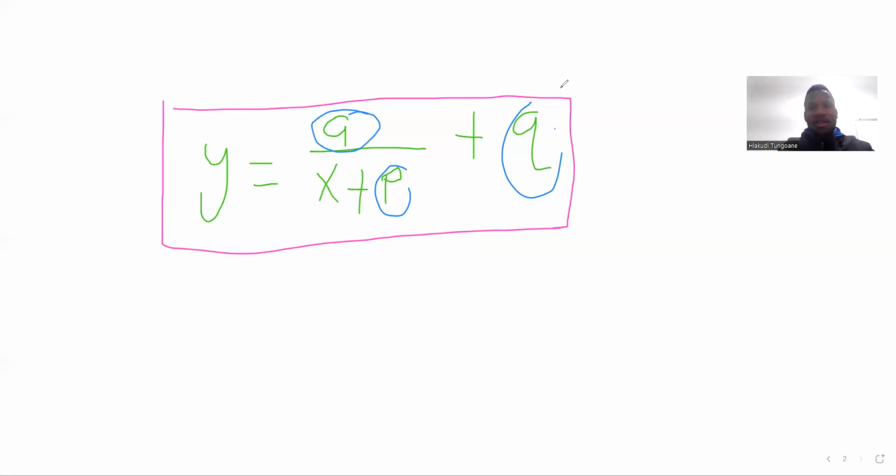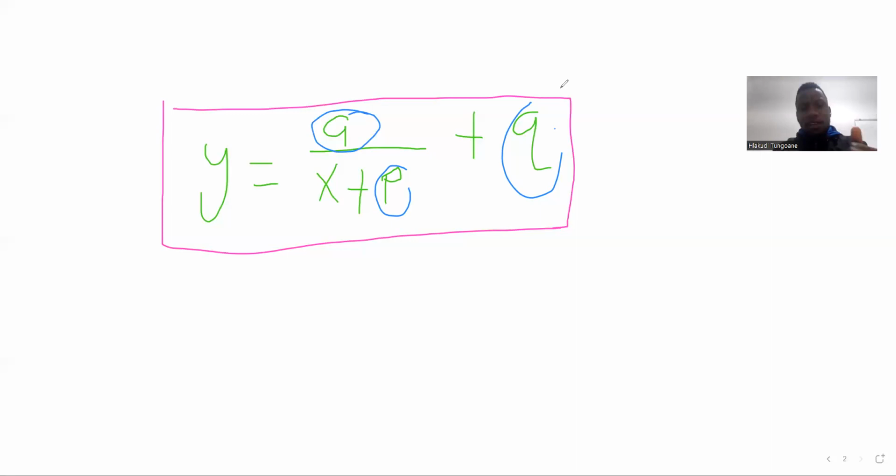And then Q affects the vertical shift of the graph. So if you bump Q by certain units upwards, then the graph is going to move upwards. And if you bump it down, it's going to go downwards. So just to summarize, we'll look into more detail of this in the next page.